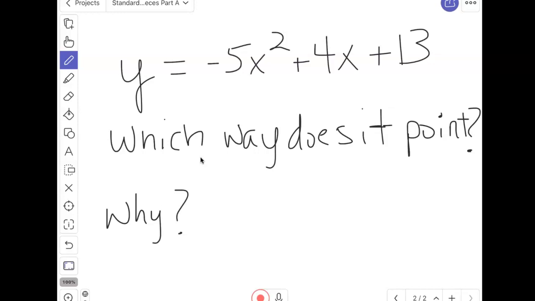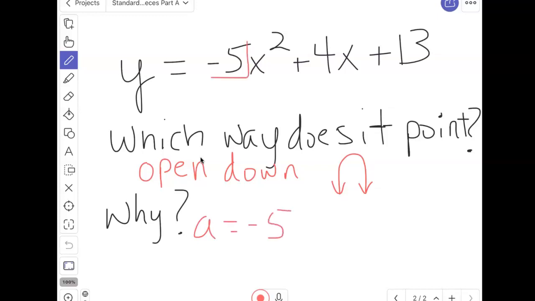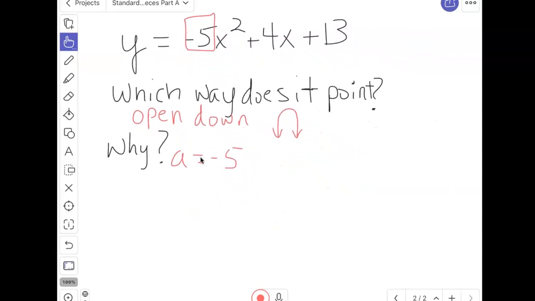If you want to pause it real quick and answer this to yourself and then see if you're right. Which way does it point? I'm going to say that it's going to point facing down, so it's going to open down, meaning it's going to be shaped with the ends pointing down. The reason why is because your a value is negative 5. That means it's going to point down, because a dictates which way it points, up or down. So hopefully you got that right.